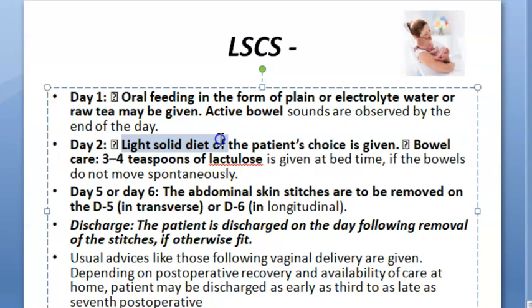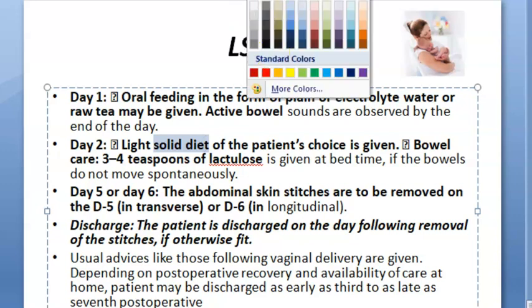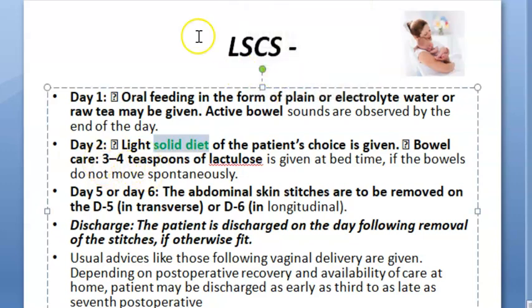Then, light solid diet is given on the patient's choice. Okay, they're starting solid diet only on day 2, guys. And that too light. Then, how to care for the bowel? 2 to 4 teaspoons of lactulose. So they do not want her to have constipation, is it? What is lactulose? This lactulose they are also talking about in liver disease. But anyways, lactulose is more for bowel movement. So here they are talking about giving lactulose so that if the bowel doesn't move spontaneously.